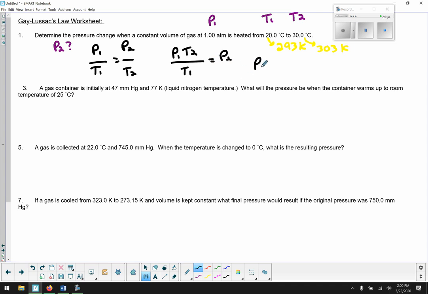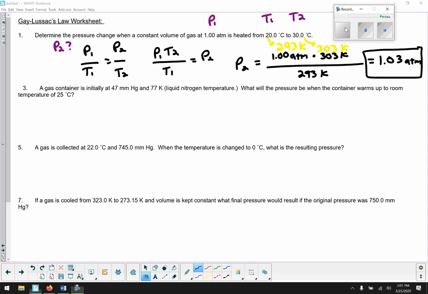And we will just plug in all the numbers. So P2 equals the first pressure, which is 1.00 atm, times the second temperature, which is 303 Kelvin, divided by the first temperature, which is 293 Kelvin. Okay, so when I plug in all the numbers, 1 atmosphere times 303 kelvins divided by 293 kelvins gives us 1.03 atms.